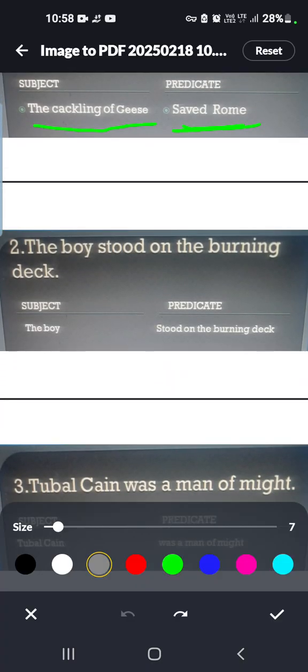The second sentence is: the boy stood on the burning deck. In this sentence we are talking about the boy, so the boy is the subject. And what are we saying about that boy? That he stood on the burning deck. So stood on the burning deck becomes the predicate. One thing should be noted, that the predicate always has a verb. Like in this sentence we get stood. Stood becomes the verb, so it is part of the predicate of the sentence.